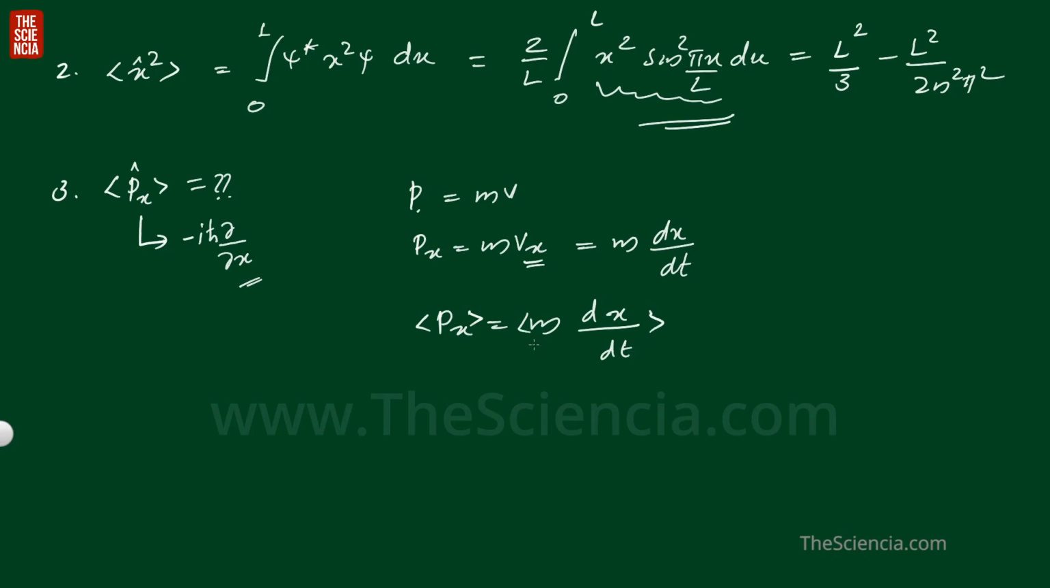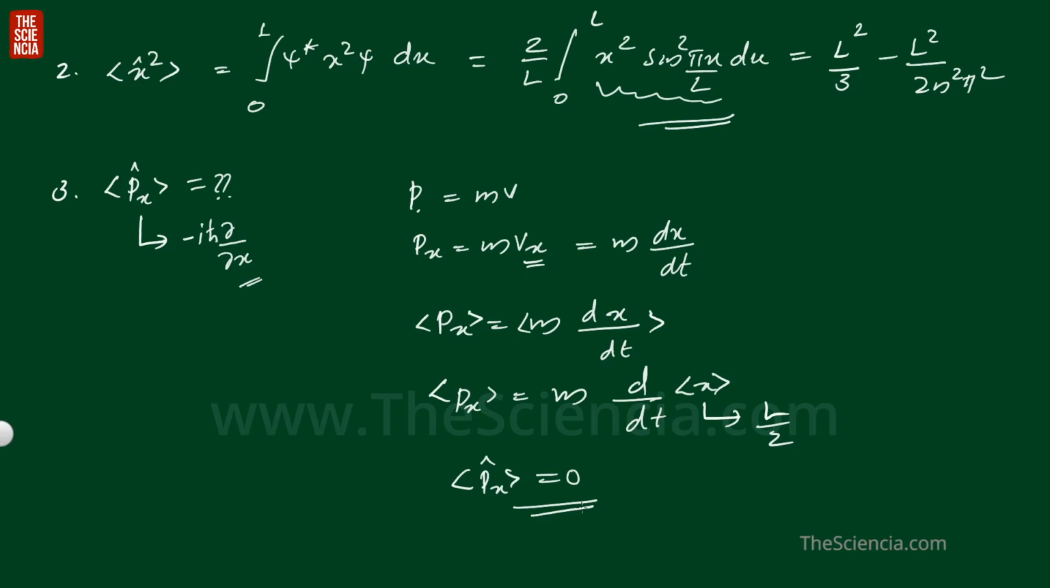So what is the expectation value of m? m is a constant. Then what is its average value? m itself, that is expectation value of px will be equal to m into expectation value of d by dt of x, that is nothing but d by dt of expectation value of x, where this expectation value of x we already found. What is that? That is equal to L by 2. So just substitute this value here. Then what we get? L by 2 is a constant value, so the time derivative of this constant value is 0. Therefore, expectation value of px operator is equal to 0.